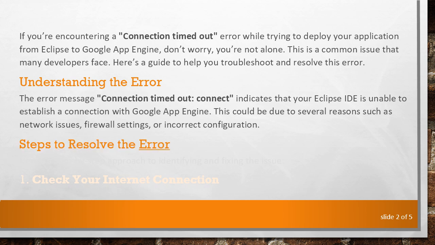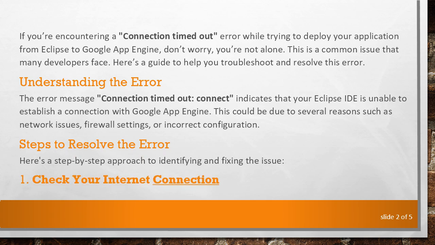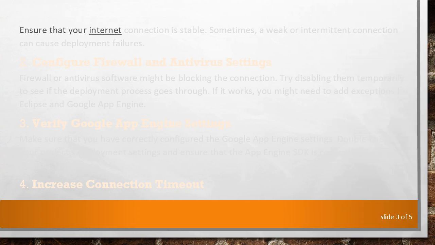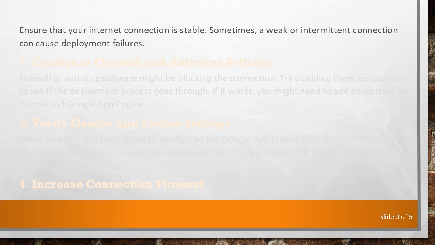Steps to resolve the error. Here's a step-by-step approach to identifying and fixing the issue. 1. Check your internet connection. Ensure that your internet connection is stable. Sometimes, a weak or intermittent connection can cause deployment failures.